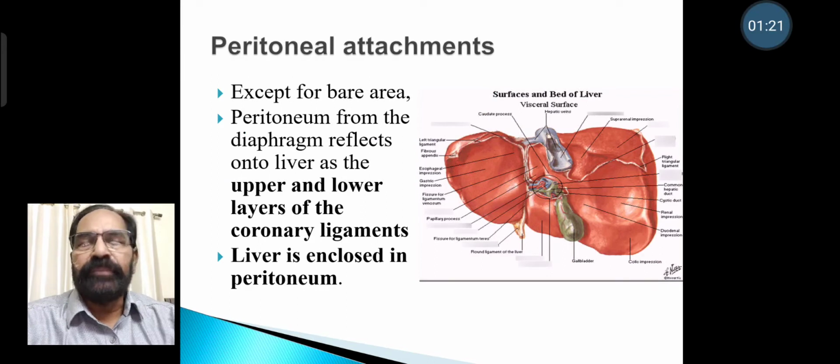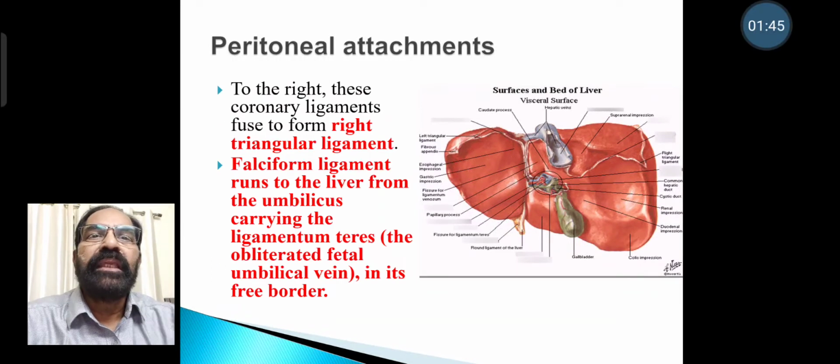Its peritoneal attachments are present except in the bare area. Peritoneum from the diaphragm reflects onto liver as upper and lower layers of coronary ligament. So entire liver is enclosed in peritoneum. Peritoneal attachments to the right, these coronary ligaments fuse to form right triangular ligament.